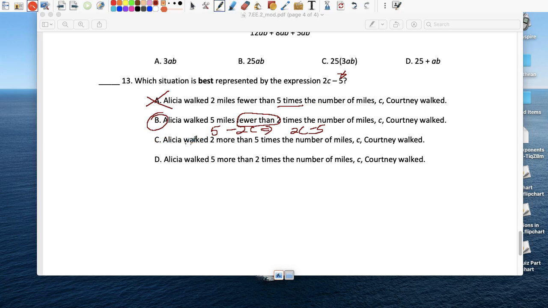C says Alicia walked 2 more than, and the moment you read more than, you know that's gone. And D says Alicia walked 5 more than, and again has the words more than, which implies addition, so that's garbage right there. So the only one that truly makes sense is B. Okay? I think we're done.